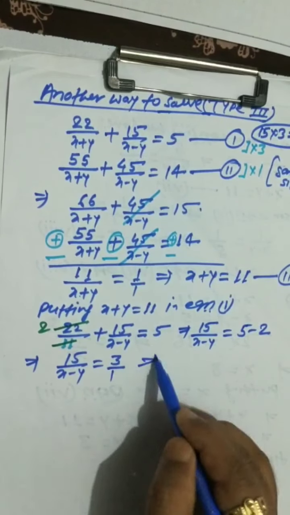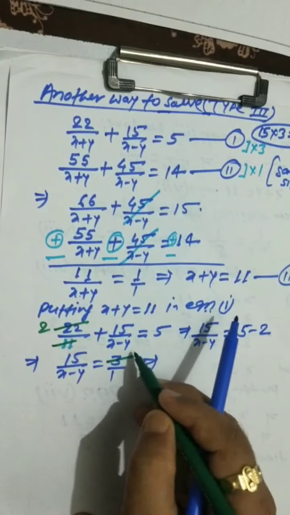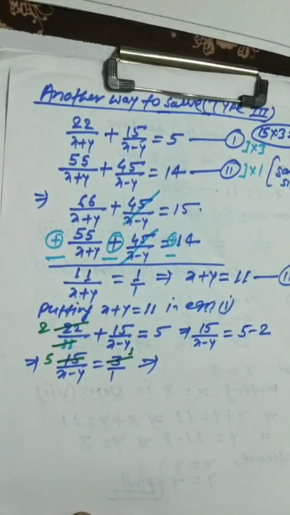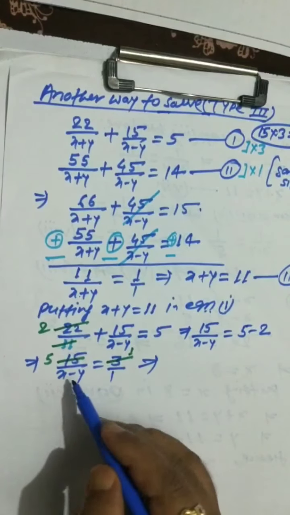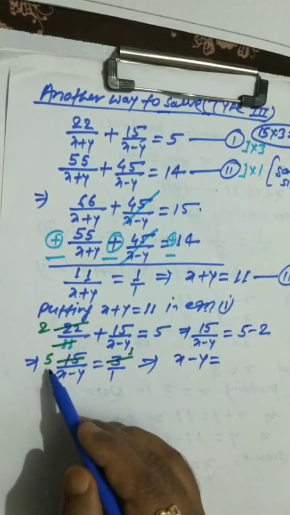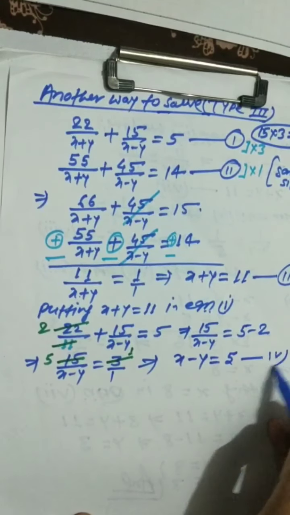Now you have to cross multiply it. x minus y, when multiplied by... now you can cancel it. It will be better to cancel it. 3 ones are 3 and 3 fives are 15. So now cross multiply it. x minus y multiplied by 1 will be x minus y, and 1 multiplied by 5 will be 5. So it will be equation number 4.